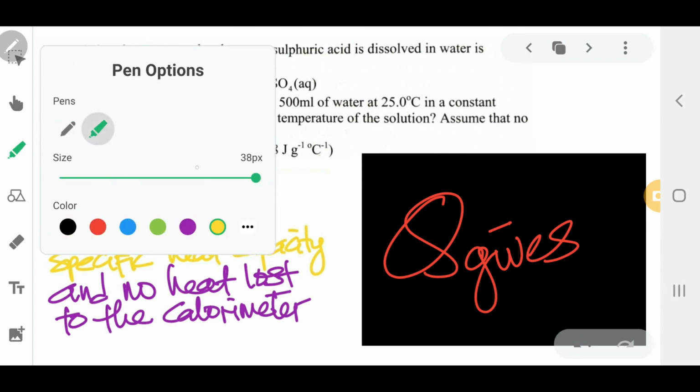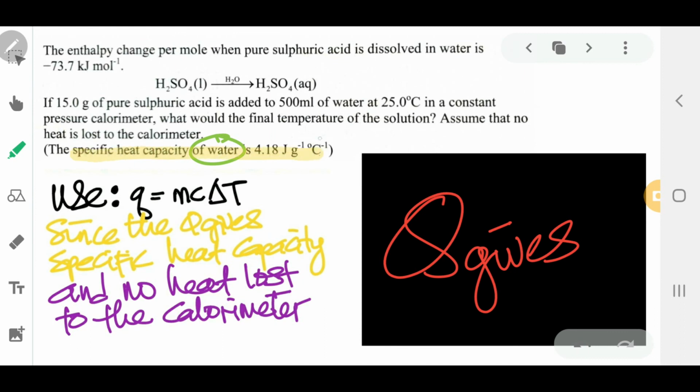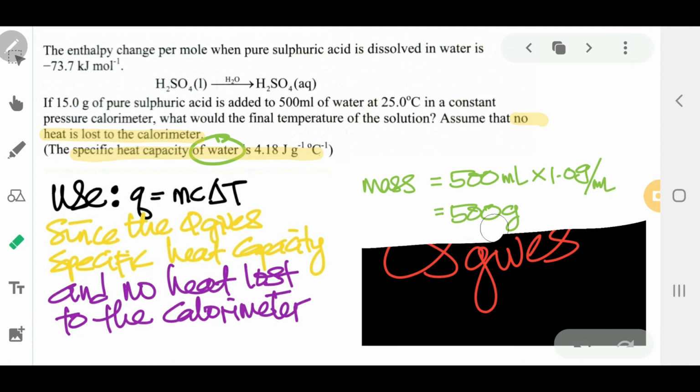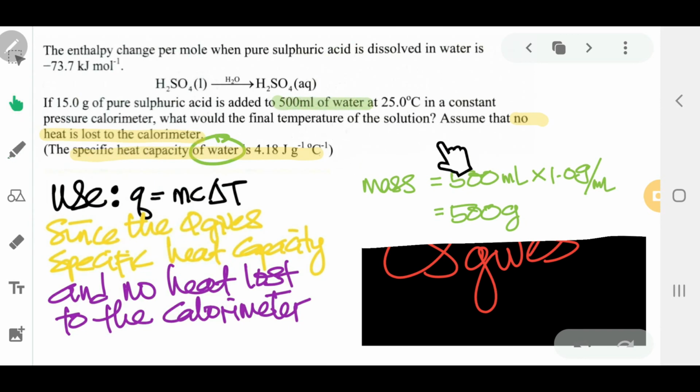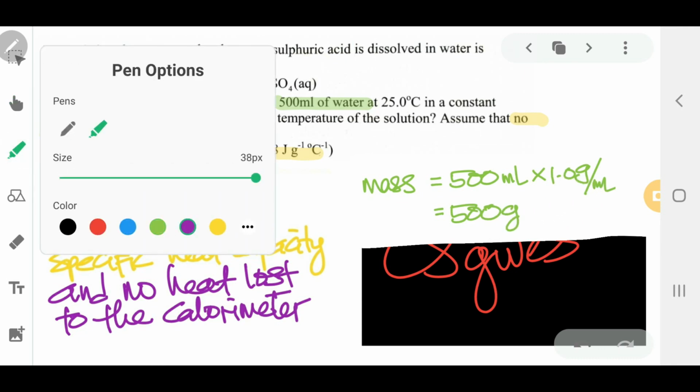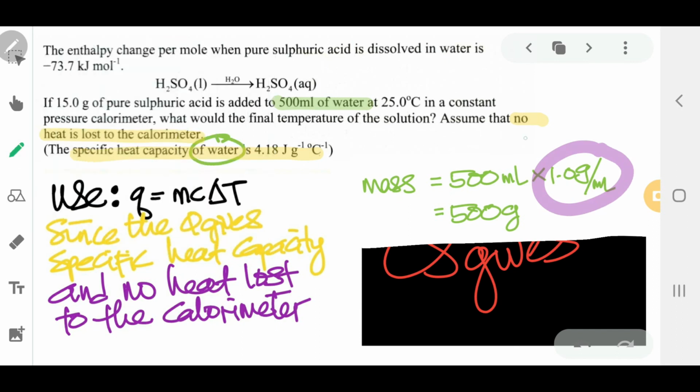So when you look at the question, it gives you specific heat capacity and also that no heat is lost to the calorimeter. So after we have found the Q equation that we need to use for this question, we need to find what other information the question gives. Over here we need to find the mass. The volume of water is 500 mL, like what you have been given right there, and we're going to convert that into mass. You're going to times it with the density of water. That is a constant, and you should be able to memorize the density of water by now. And you get the mass right there.